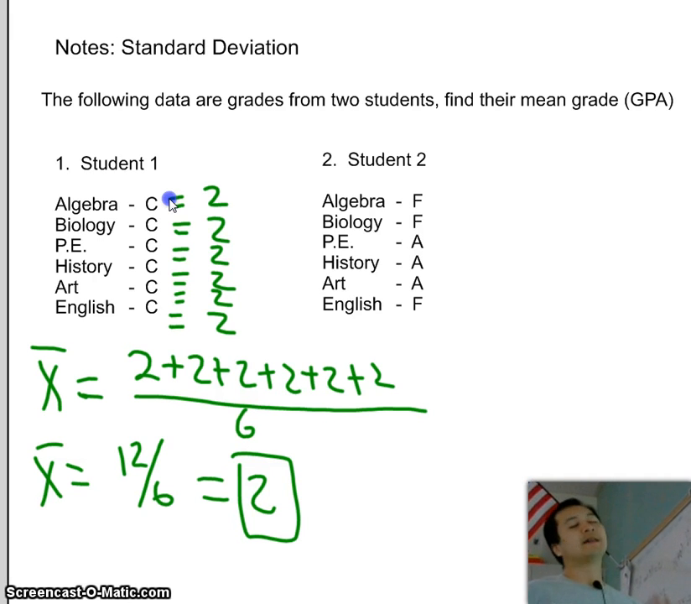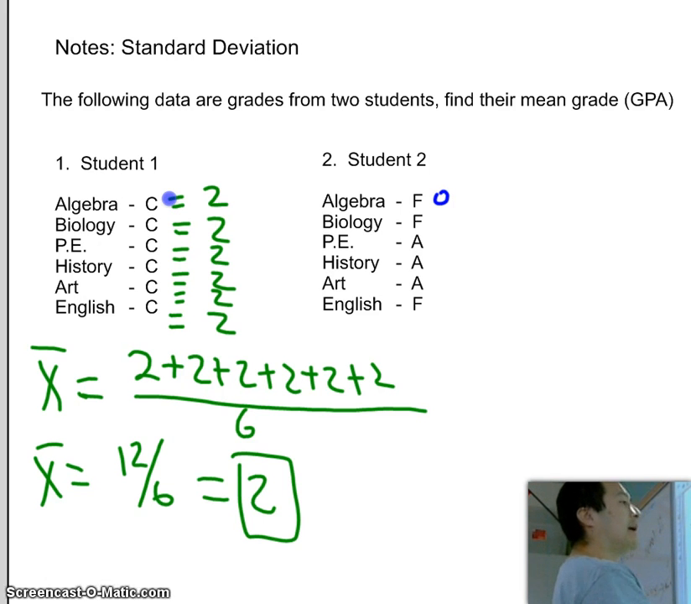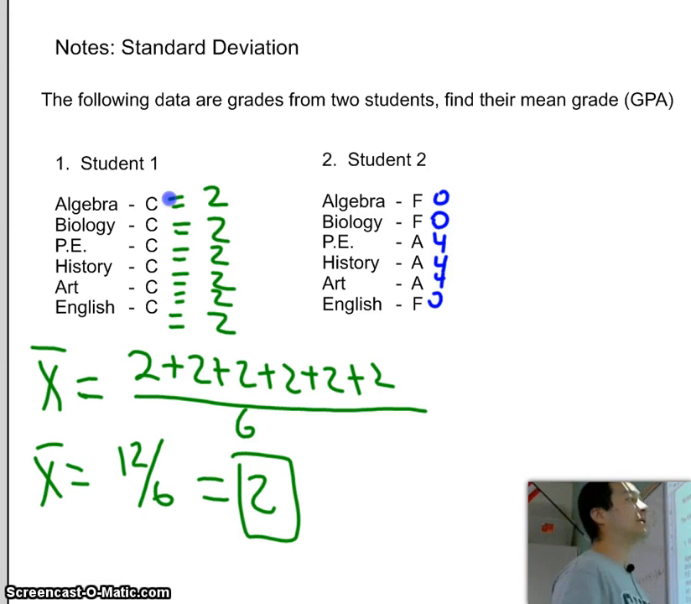All right, second student, a little bit more realistic. Algebra 1, F. Biology, F. PE, A. History, A. Art, A. And English, F. Let's take a look and find his GPA or his average. F, you get 0 points. Biology, 0 points. PE, 4 points. History, 4 points. Art, 4 points. And English, 0 points. Let's find his mean.